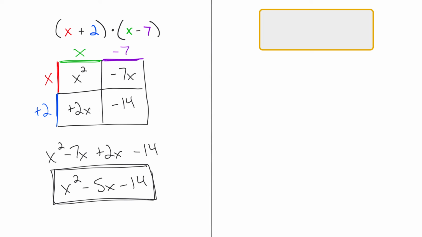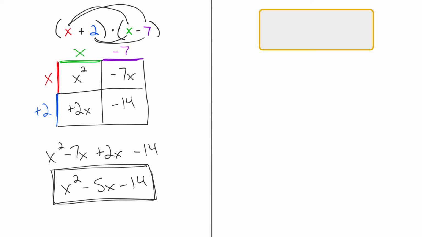Now I know some of you in your head are probably thinking, Mr. Silva, wouldn't it have been faster? I could have skipped the whole area model if I just did x times x is x squared. X times -7 is -7x. 2 times x is 2x. And then 2 times -7 is equal to -14, or as you guys know it as FOIL.